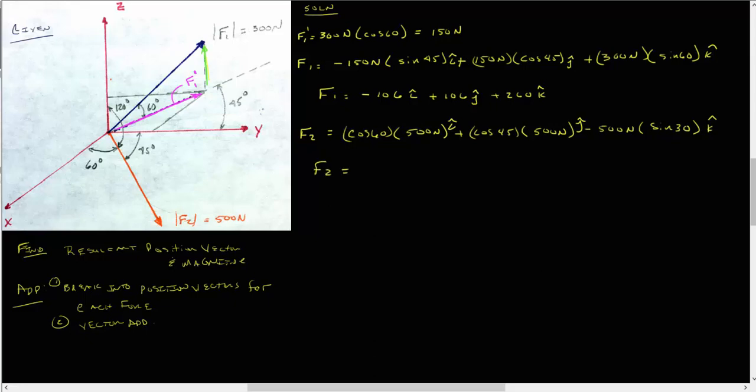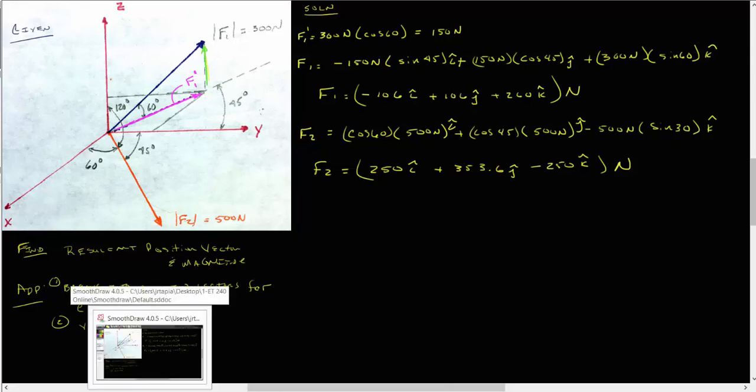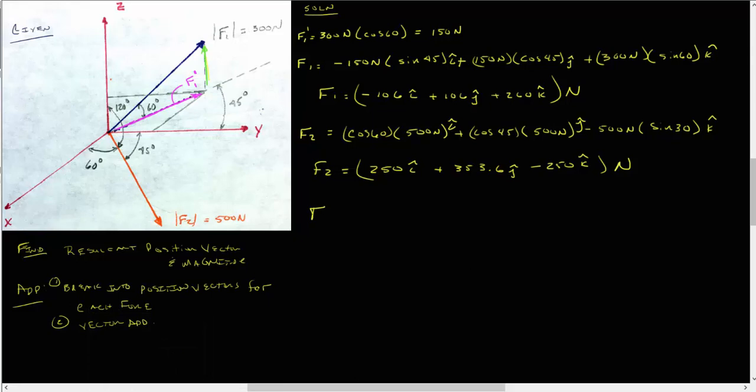So again, using my calculator, I get 250i plus 353.6j minus 250k. These are all newtons. Okay, so then my position vector for my resultant force would be this.